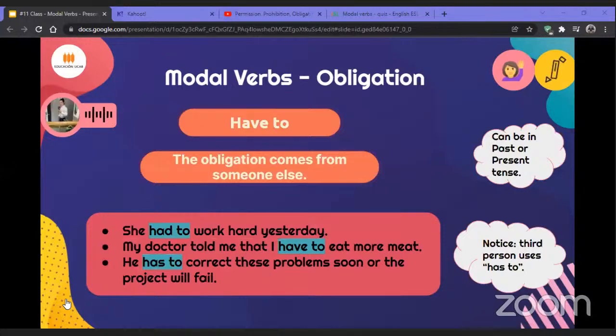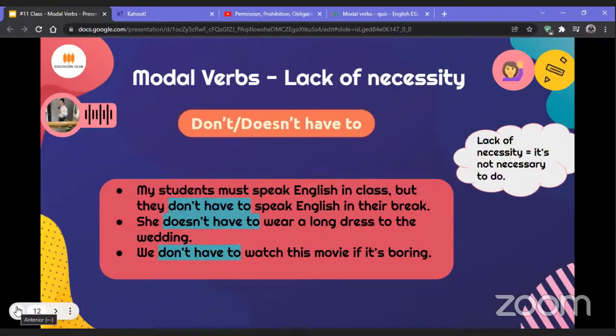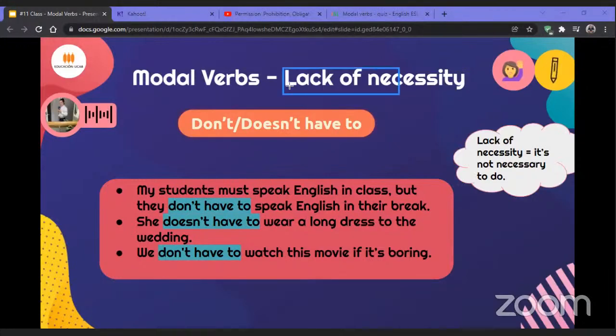Remember that if you have any question, please raise your hand or let us know in the chat. Good work. Now we are going to see the negative form. When we use the negative form of have to, we're talking about lack of necessity. It's something that it's not necessary to do. Algo que no es necesario hacer. So let's see the first one.